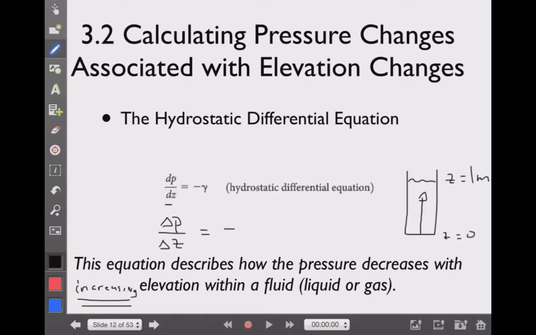It's rho times g. So we have two situations. We can be increasing pressure, but we'll have to be decreasing the elevation in the fluid. Or we need to be decreasing the pressure while we're increasing the elevation, in this case, going up. So we have these two situations, and this is going to help us derive some very useful equations in fluid statics.